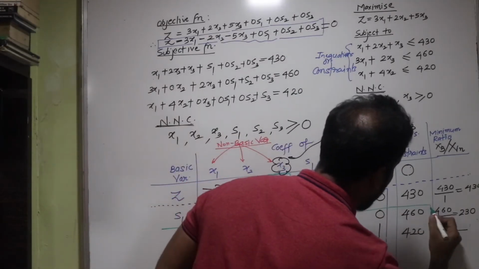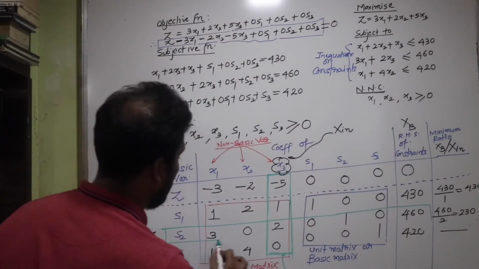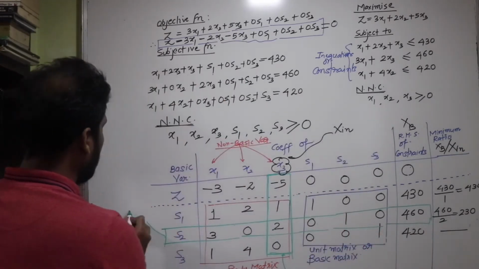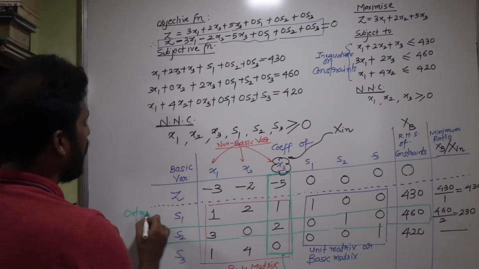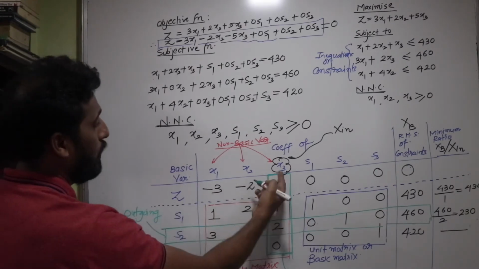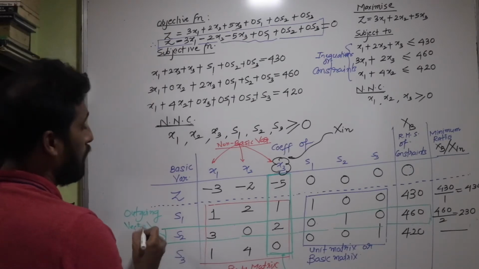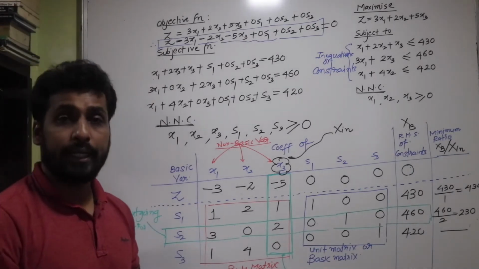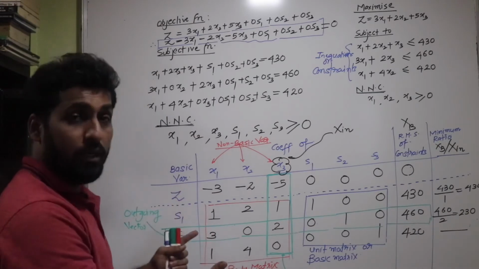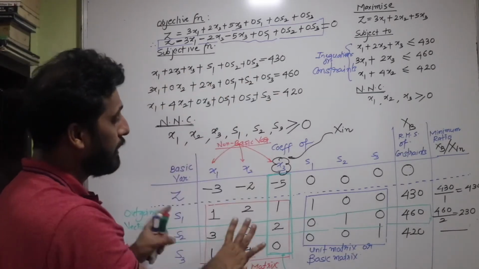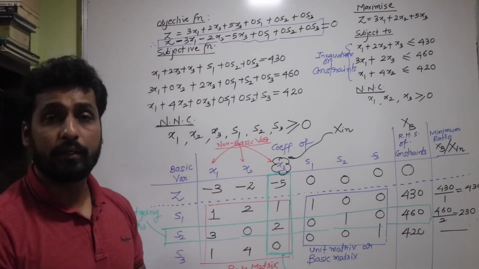This is your outgoing vector. So S2 leaves. And who comes in place of S2? X3 will come. So outgoing vector. So far so well understood, isn't it? We will move ahead with the table. We are going to make this table one more time. I'm going to erase these things and make this table one more time over here.